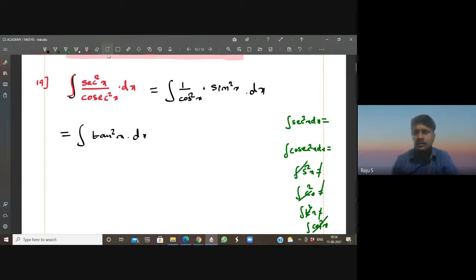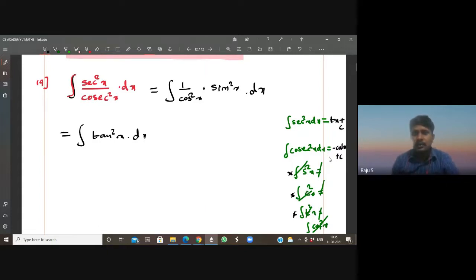What is the integral of secant square x? Tan x. What is the integral of cosecant square x? Minus cot x plus c. But we don't have any formula for sine square, cos square, tan square, cot square. Questions like the integral of sine square x, integral of cos square, integral of tan square, these three are very important. They may ask for 2 marks.